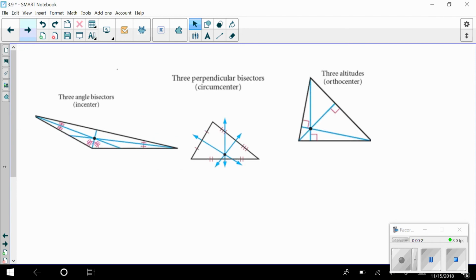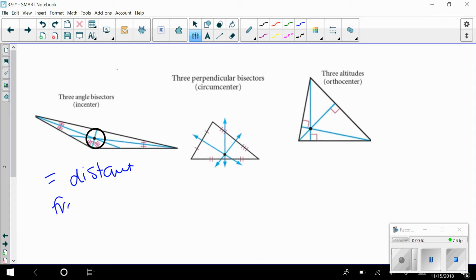So if you remember from our previous lessons, we've been working with points of concurrency, the three angle bisectors, that's the incenter, and the special thing about the incenter is that it is the center of the circle inscribed within our triangle. And this means that it's equidistant from our sides of our triangle.